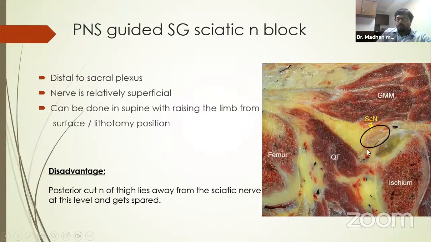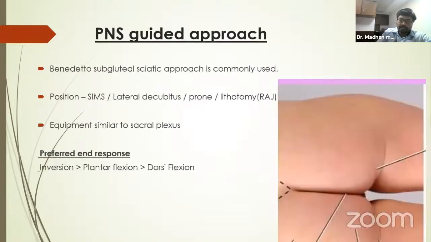The only disadvantage of this block is that the posterior cutaneous nerve of thigh will be spared, because it lies far away from this nerve. If you are doing the sacral plexus block, the posterior cutaneous nerve of thigh will be blocked. But here the nerve is spared, so that should be kept in mind whenever you are doing this block and expecting a dermatomal blockade on the posterior side of the thigh. So how are we going to do the subgluteal block?